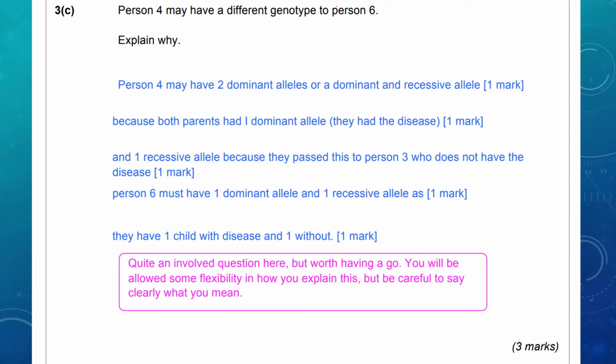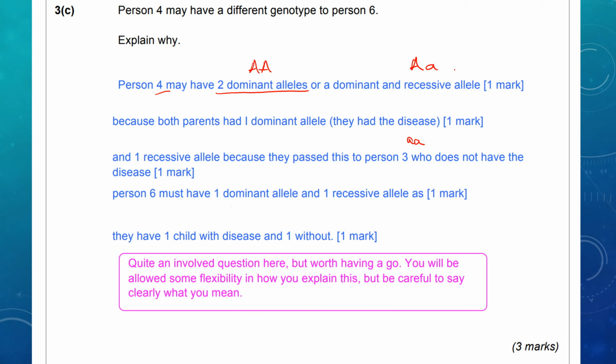Person 4 and person 6 both have the disease. So why may they be different? Person 4 may have two dominant alleles or a dominant and recessive allele, because both parents had one dominant allele, i.e. they had the disease, and one recessive allele because they passed this to person 3 who does not have the disease. So person 3 obviously is two recessive. Person 6 must have one dominant and one recessive allele, as they have one child with the disease and one child without.